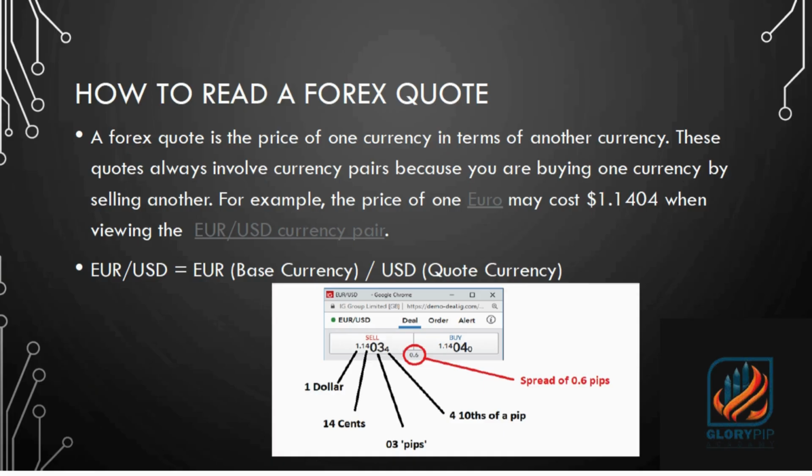So, how to read a Forex code? Forex codes show how much one currency is worth in terms of another currency. For example, Euro USD. Let's say Euro USD is equal to 1.1404. Euro is the base currency and USD is the quote currency, which means 1 euro is equal to 1.1404 US dollars. You are either buying the base and selling the quote, or vice versa.